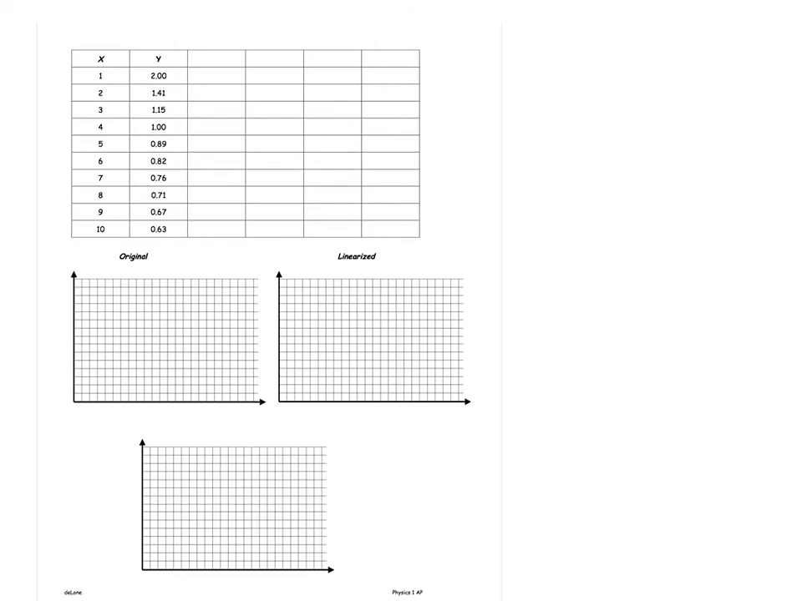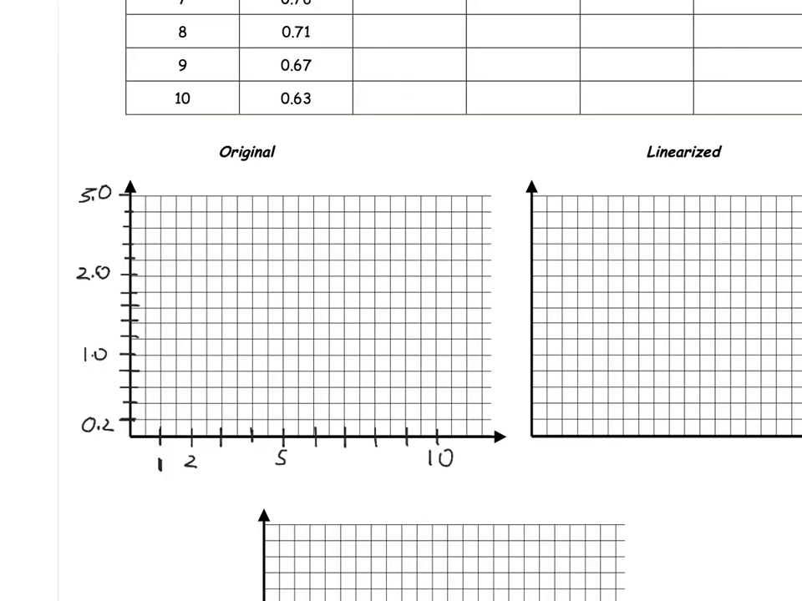I'm going to start once again by thinking about my scale for this axis. So I see that my x values go from 1 to 10, so I'm probably going to say every 2 blocks is 1. And for the y-axis, we're ranging from 0.63 to 2, so I'm going to probably say that each one of these individual blocks here is 0.2. Just like last time, I'm going to set my scale and then go ahead and graph it. All right, and then we can check and see what that graph looks like.